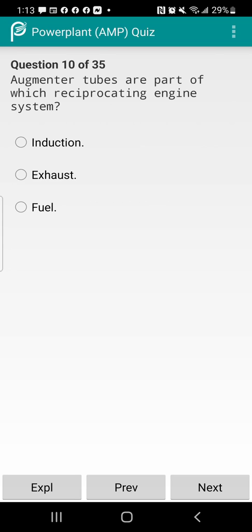Augmenter tubes are part of which reciprocating engine system? Exhaust.